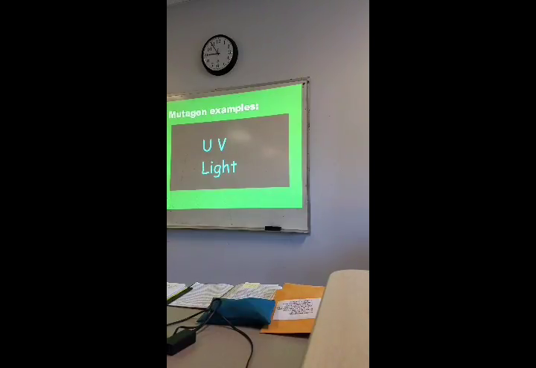UV lights could come from the sun, so too much exposure to the sun. We have our ozone layer to protect us from those ultraviolet rays. We learned that last year. But also going to tanning booths. Those are UV lights also.